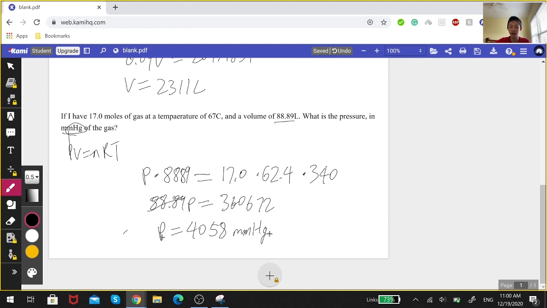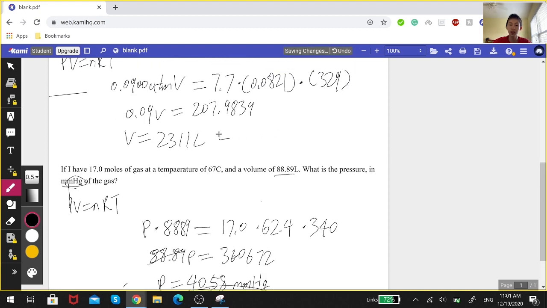And now let's use the rule of 3 and let's round this to 4060 mmHg. Now for the previous one, I should have used the rule of 3 too. Now let's write this with the rule of 3 as well. So this should be equal to 2310 liters. And that's our final rounded answer.